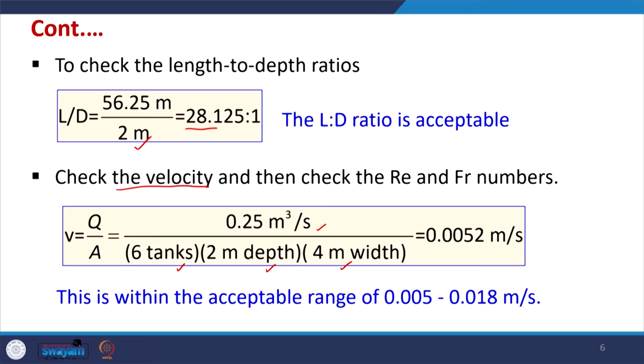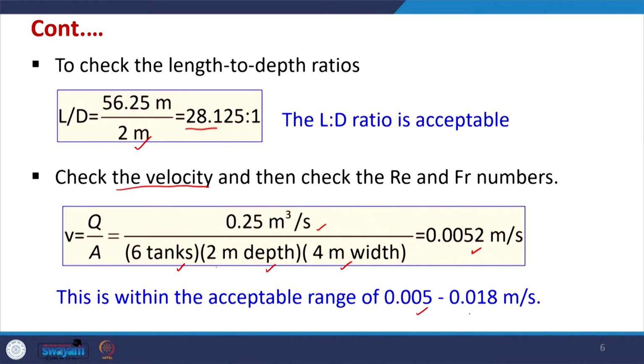So, first the total flow rate is divided by 6. Now, the flow rate in each tank is divided by the depth and the width, so that we have the cross section, which is 2 meter and 4 meter. So, it comes out to be 0.0052 meters per second. So, this is within the acceptable range of 0.005 to 0.018 meter per second. So, we are at a condition where the velocity is 0.0052 and it is also within the acceptable limit.